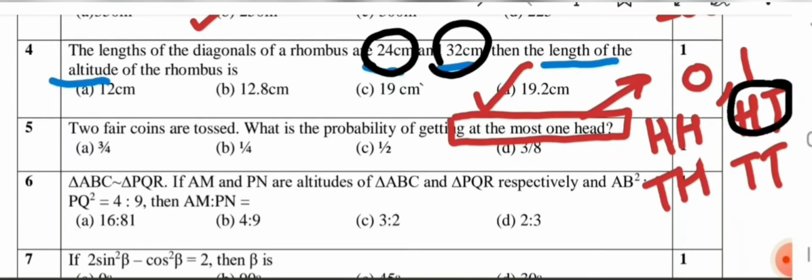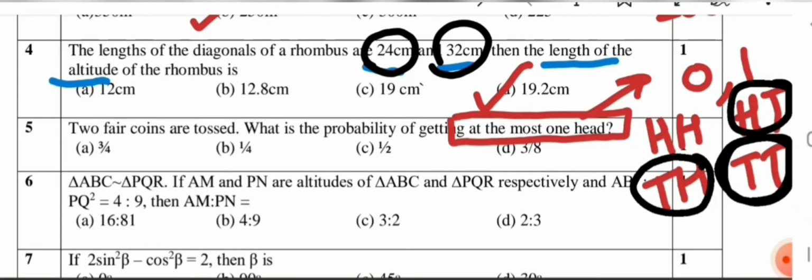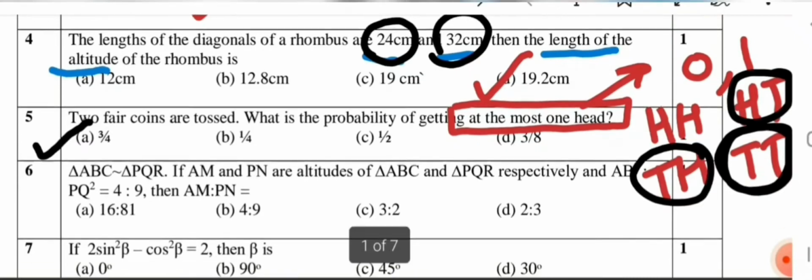Now this is a case of one head, this is one head. We will also take this, because it doesn't have any head. We shouldn't have more than one head. So there are three cases when we have at most one head, and total cases are 4. So probability will be 3/4, option A. Now let us move to the next question.